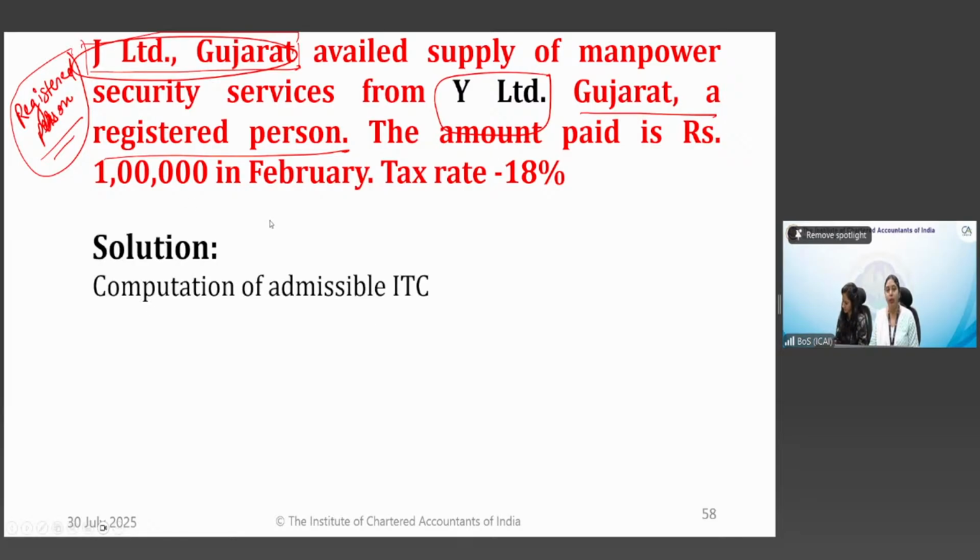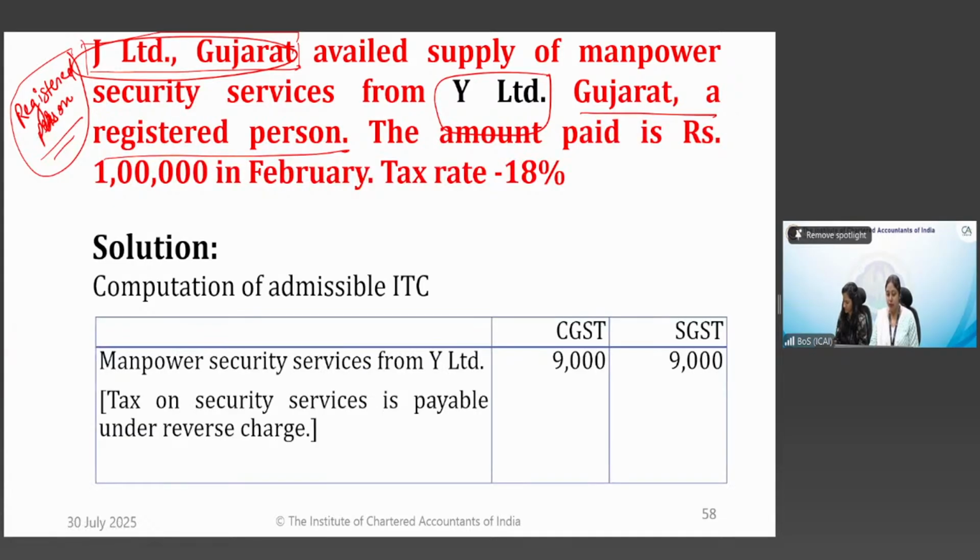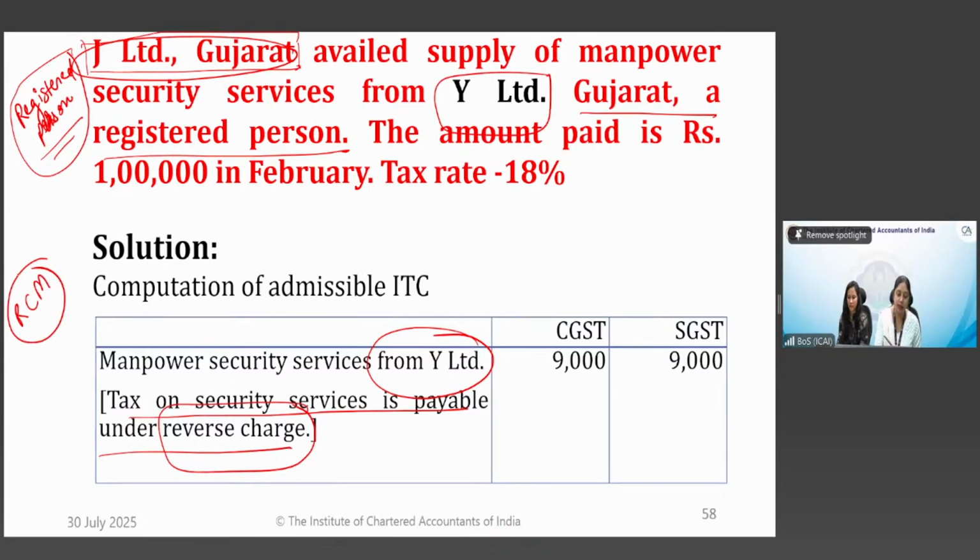So see, what wrong treatment can be given to this particular adjustment. Manpower security services from Y Limited, some students will take this also as payable under reverse charge. And this is due to the insufficient practice of the RCM provisions. When you are preparing the RCM provisions, that entire table has to be prepared very thoroughly.